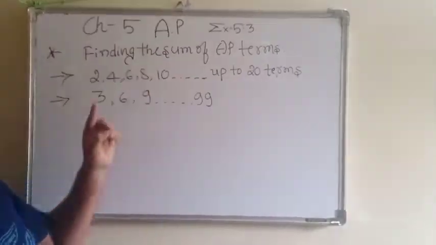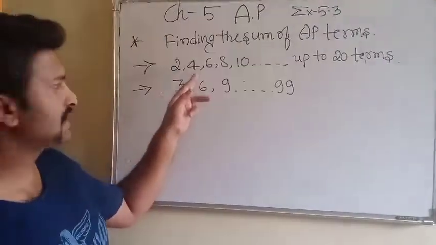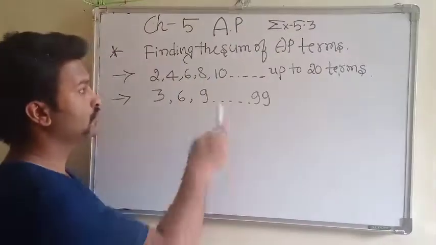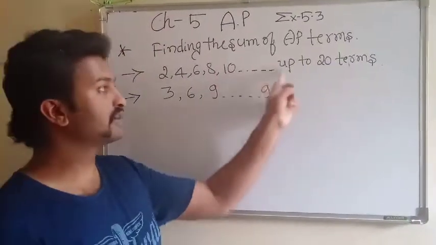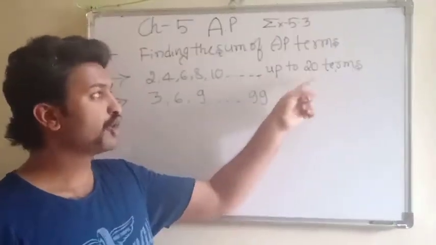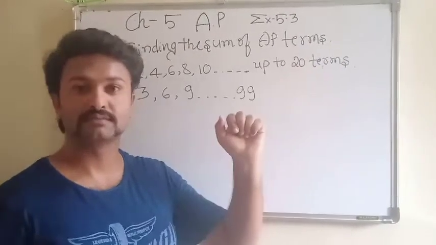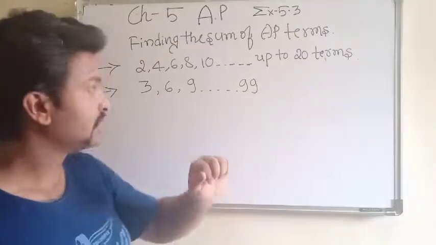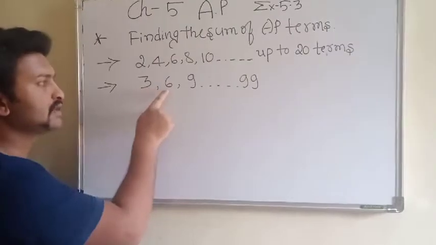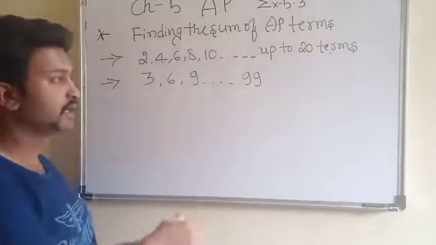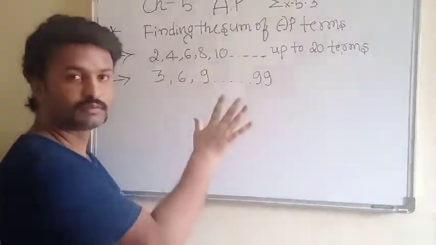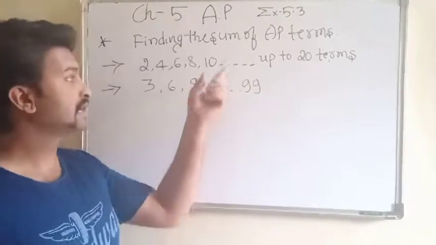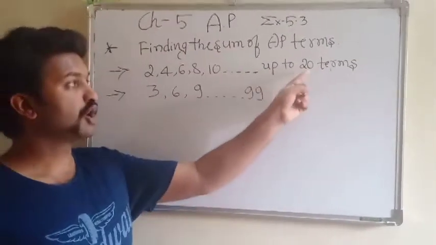In the first AP, they have given 2, 4, 6, 8, 10 up to 20 terms. In this AP, how many terms are there? 20 terms are there, given in the question. In the second one, 3, 6, 9, and so on up to 99. Here we know the AP, but we don't know how many numbers are there. In the first one, they have given in the question how many numbers are there.